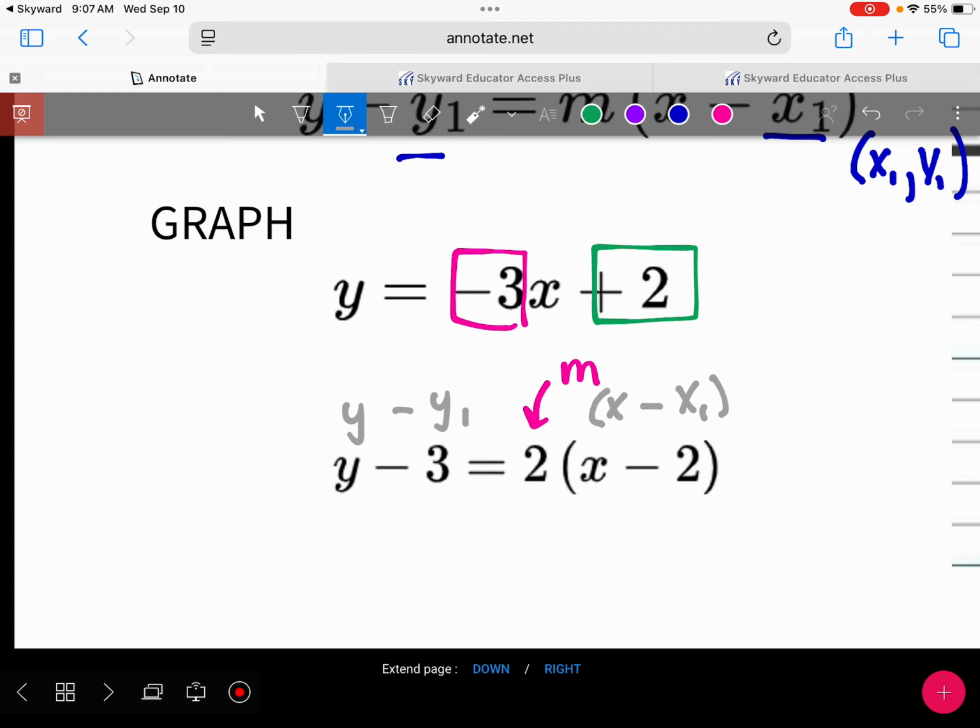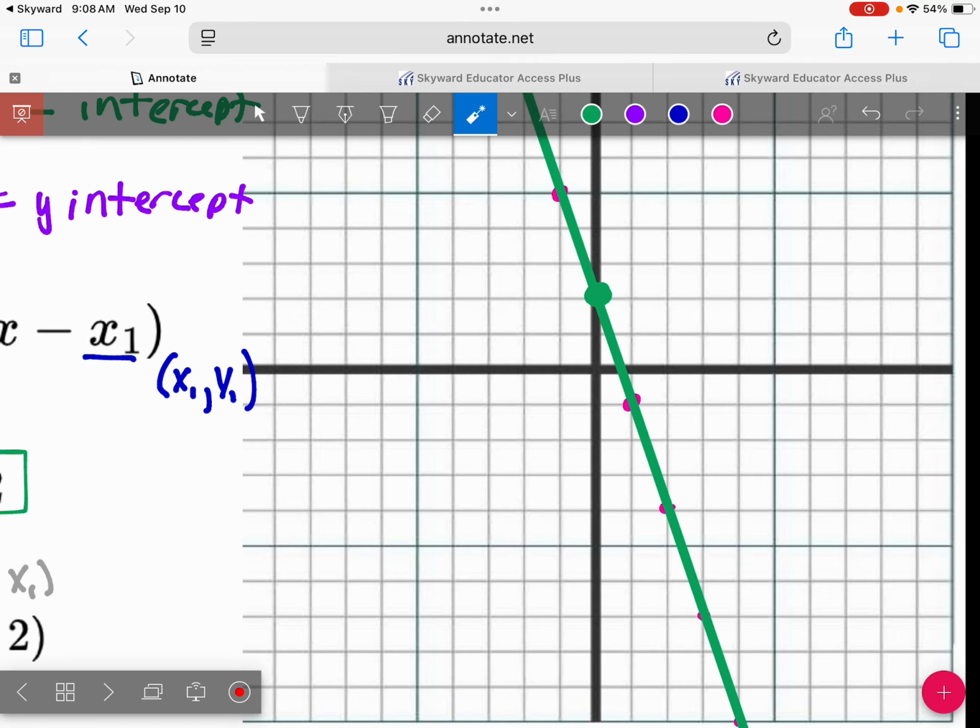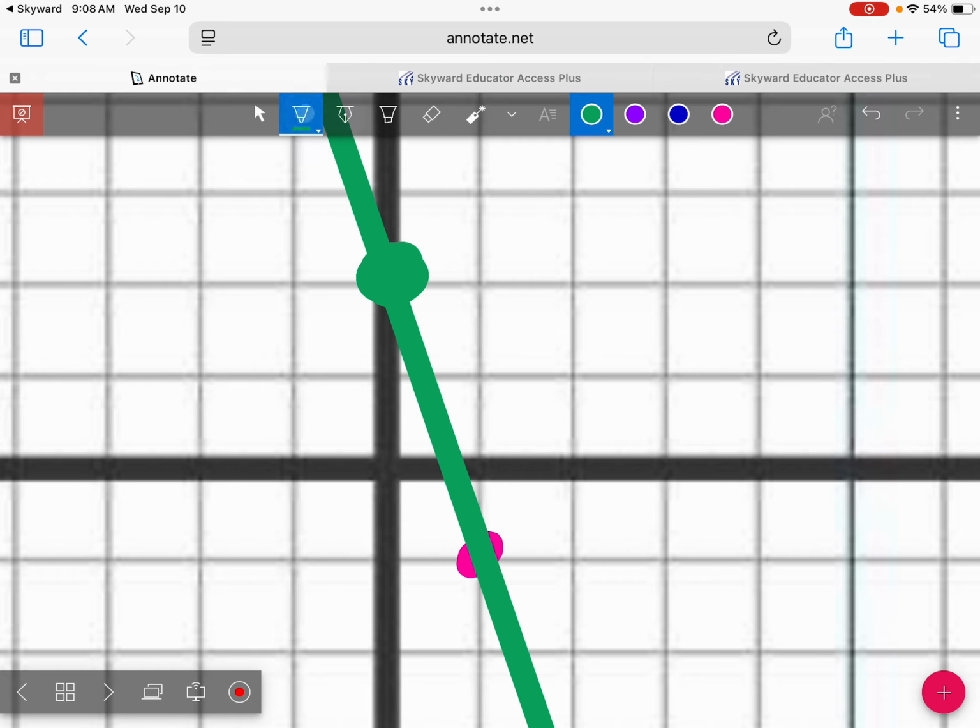What is the value of x1? What is our x value of the point inside here? 2. x minus x1, so it's x minus 2. What is the y value of the point that's built in here? 3. So what's going to happen is we're going to start at this point when we're graphing it. So I'm going to start at the point 2, 3. That point 2, 3 is right here.